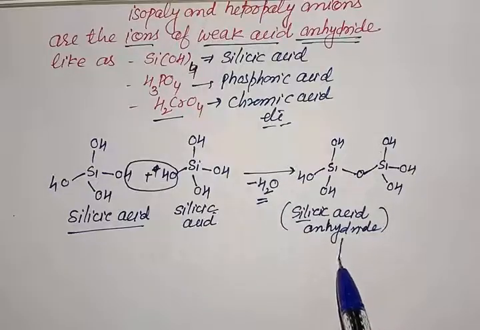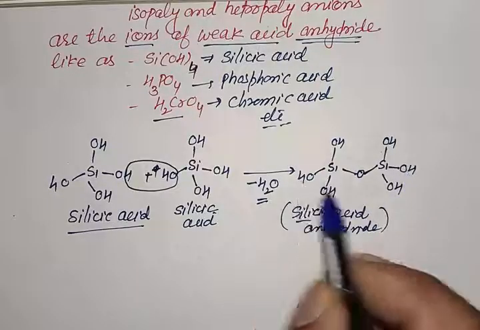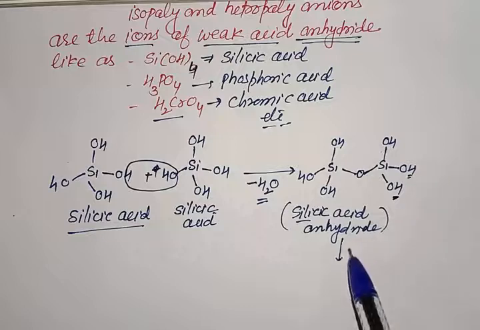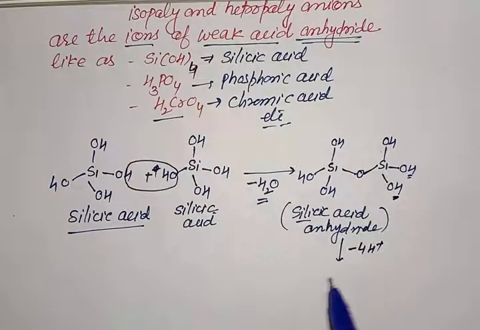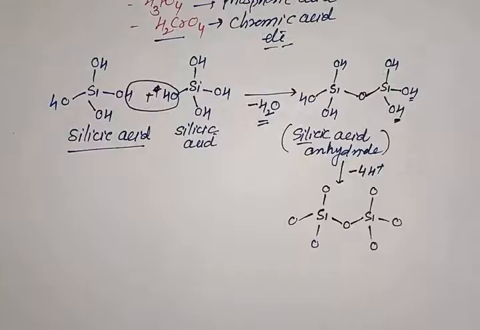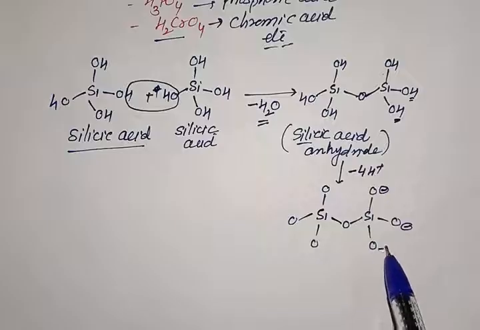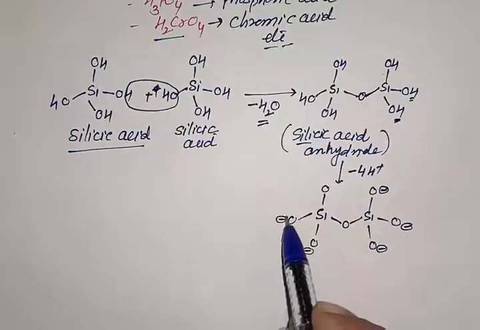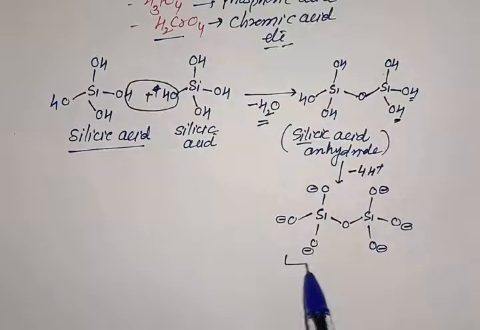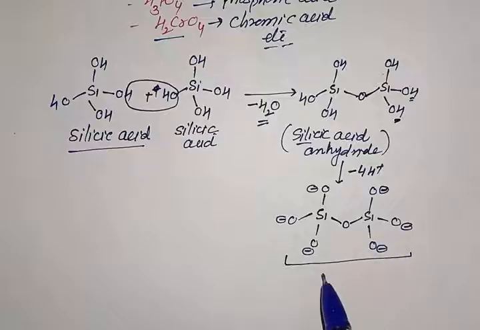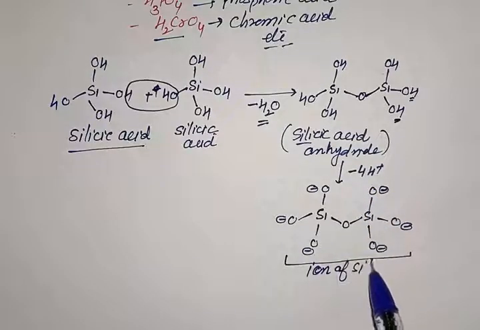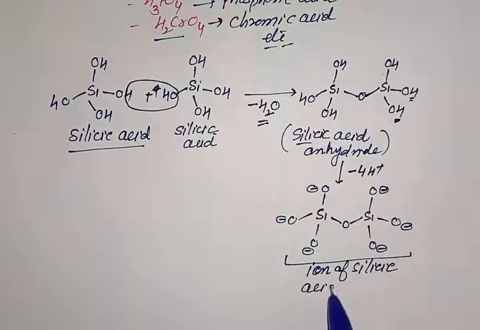When this anhydride removes all the H positive ions, here there are 4 H positive ions, so minus 4 H positive ions, to form the silicic acid anhydride ion. So all the H are removed and the oxygens which had H positive will carry negative charge. So this is the ion of silicic acid anhydride.